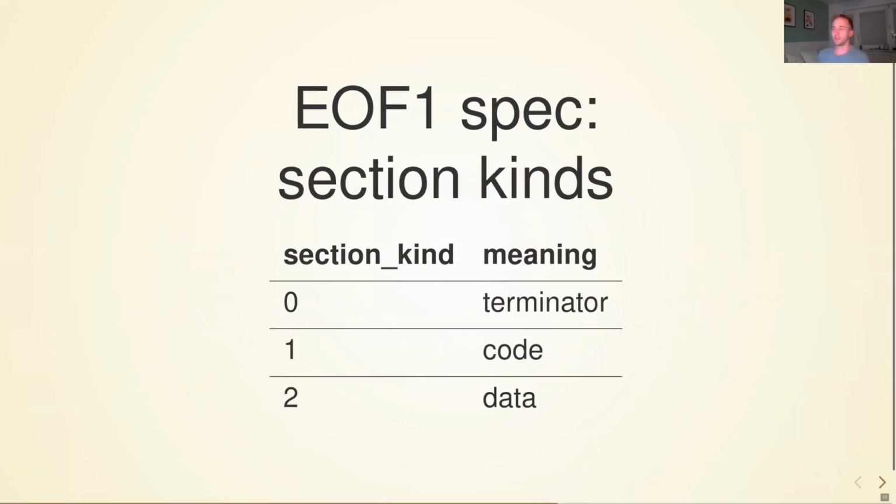And in the first version, we will have three kinds of sections. The terminator section, which is a special way of marking that there are no more section headers specified in the container. And there are two sections that can actually have a payload: one for code and one for data, unsurprisingly.